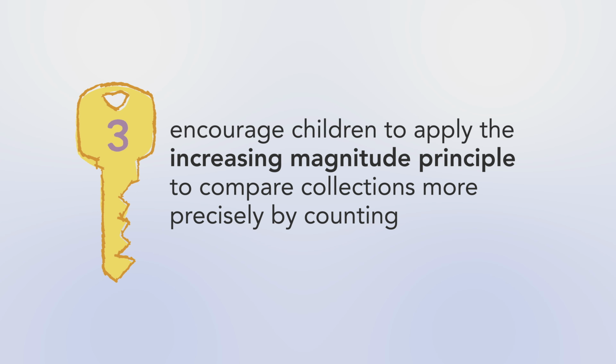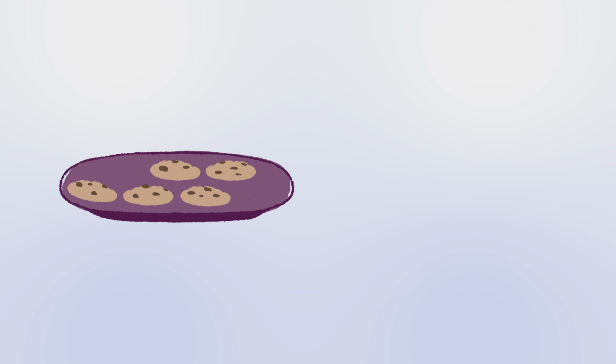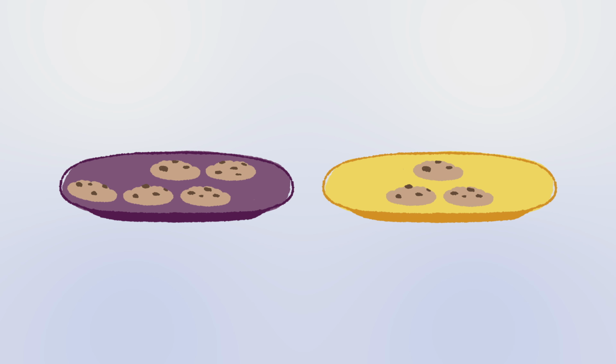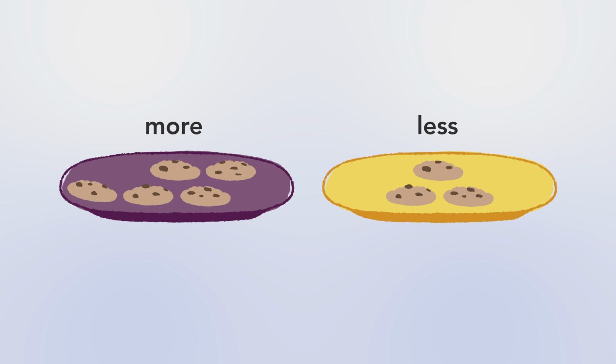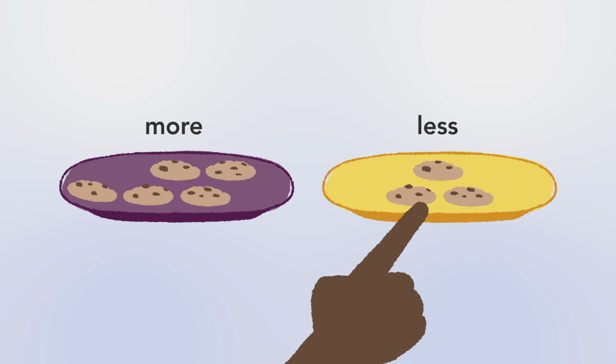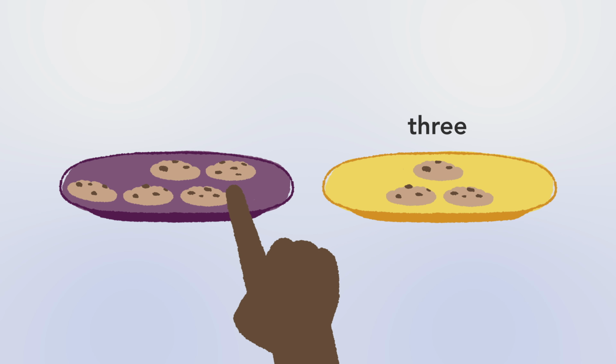The cardinality chart will also help you implement the next key instructional practice. Encourage children to apply the increasing magnitude principle to compare collections more precisely by counting. To help children build up to using counting to make meaningful comparisons, it is best to begin with a global more or less comparison. Then, suggest that we count each set to see how many each one has. So looking at a plate of 3 cookies and a plate of 5 cookies, you begin by all agreeing that the plate of 5 has more. Then you count each set, determining that one plate has 3 cookies and the other has 5.